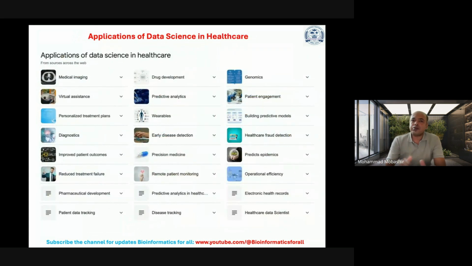Now, it comes to the broader application list. So medical imaging, virtual assistance, personalized treatment plans, diagnostics, improving patient outcomes, reducing treatment failure, pharmaceutical development, patient data tracking, drug development, predictive analytics, wearables, early disease detection, precision medicine, remote patient monitoring, predictive analytics in healthcare, disease tracking, genomics, patient engagement, building predictive models, health fraud detection, predicting epidemics, operational efficiencies, electronic health records maintenance, healthcare data scientists.